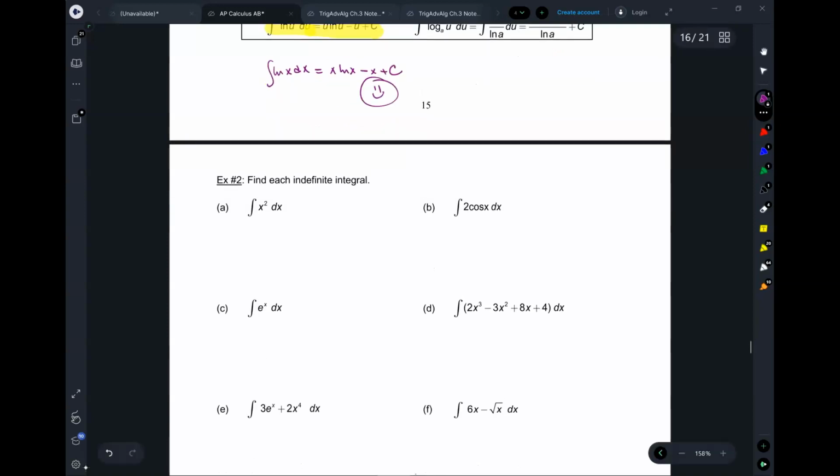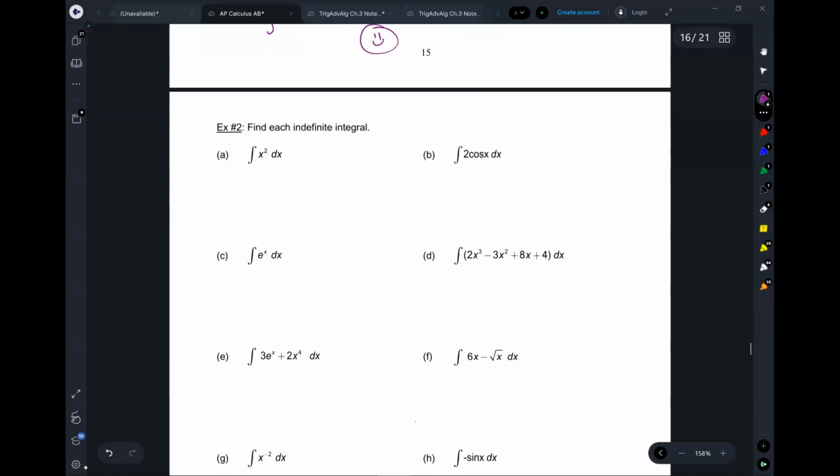Okay. Let's do some examples because I know your head is spinning, but we're just going to do some examples. Okay. Integral of x squared dx. First, identify what it is that you have. This is basically a power.